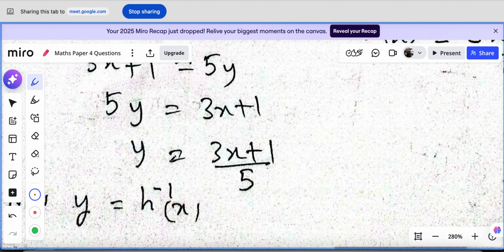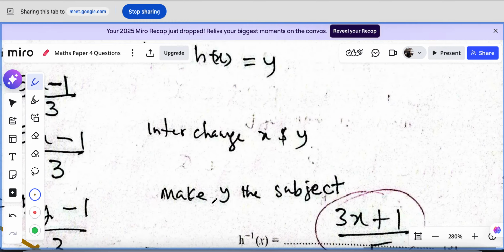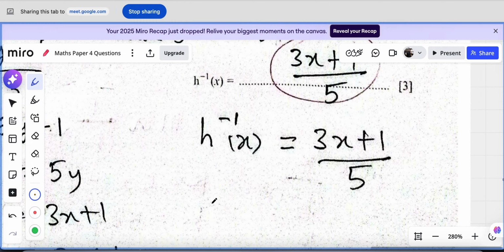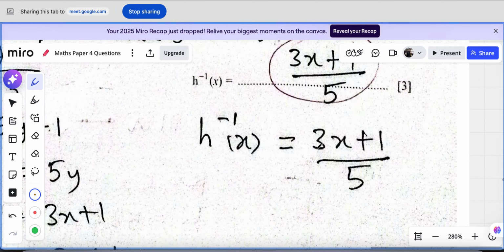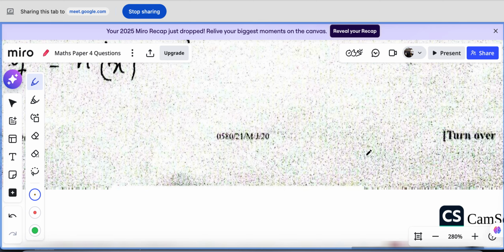Now you can see this y is now different from the y assumption you made. So it means this is the inverse. This y is now the inverse function. So you say your inverse function, h inverse of x is equal to 3x plus 1 over 5. Okay? If you're able to do it, you get 3 marks.